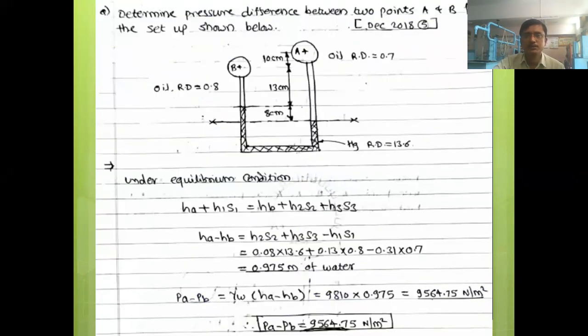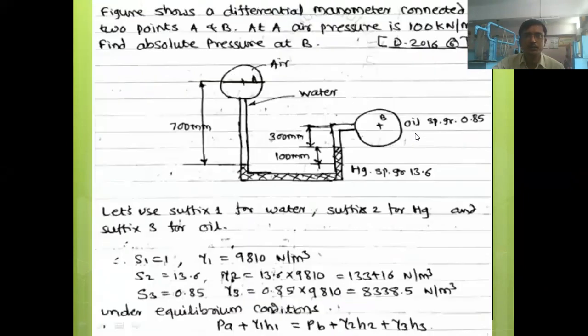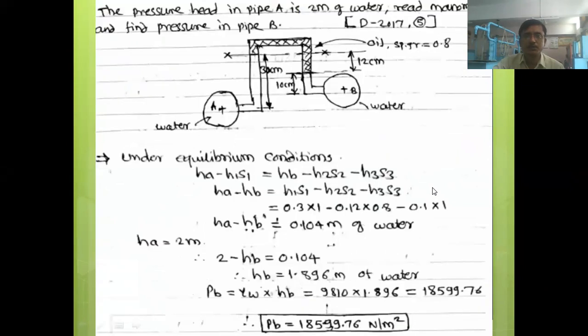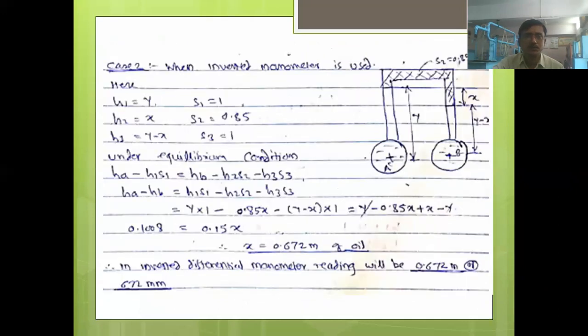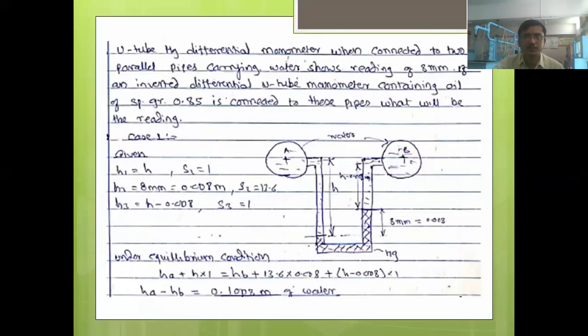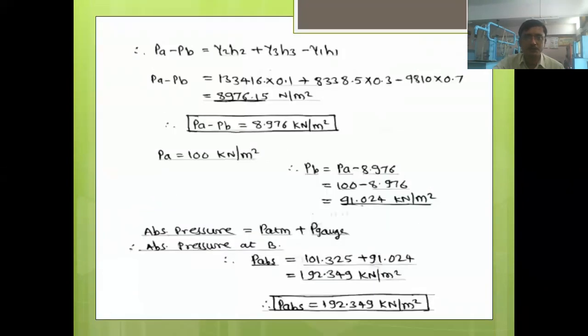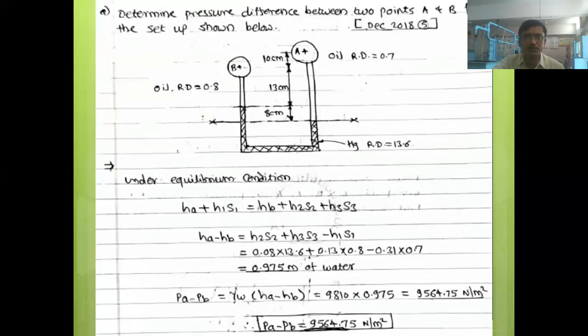There are certain questions that have been asked in the examination December 2018 for 5 marks. So this question has been asked. Again, this is the question asked in December 2016 for 6 marks. Again, this is the question asked in December 2017 for 5 marks. So there are different questions that we have to practice, right?